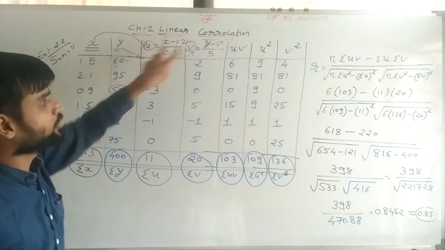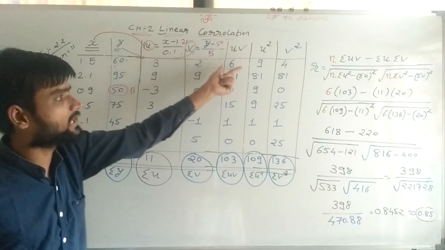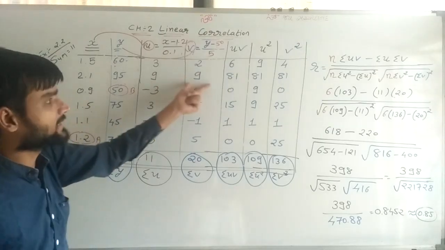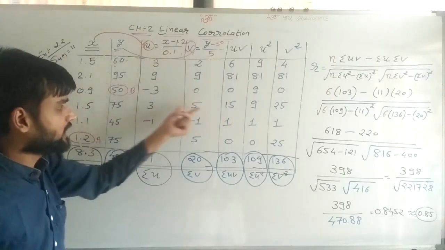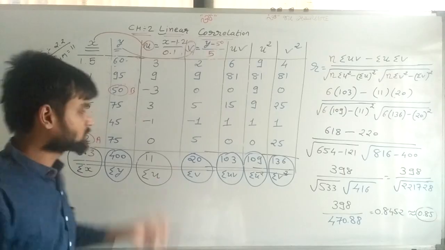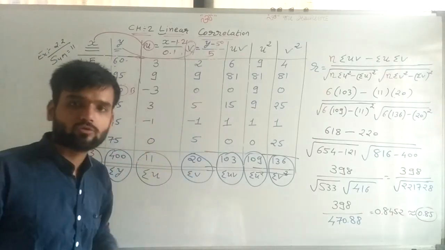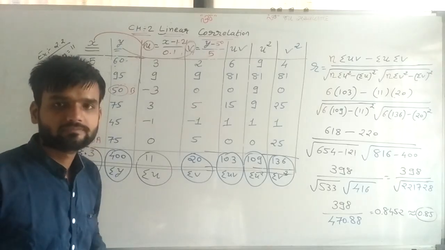uv. So multiply u into v. Multiplication of these two: 3 2s are 6, 9 9s are 81. Multiply with 0, answer 0. 3 5s are 15. Minus 1 plus 1, 0 into 5, 0. Simple. Now make the total of this, 103.